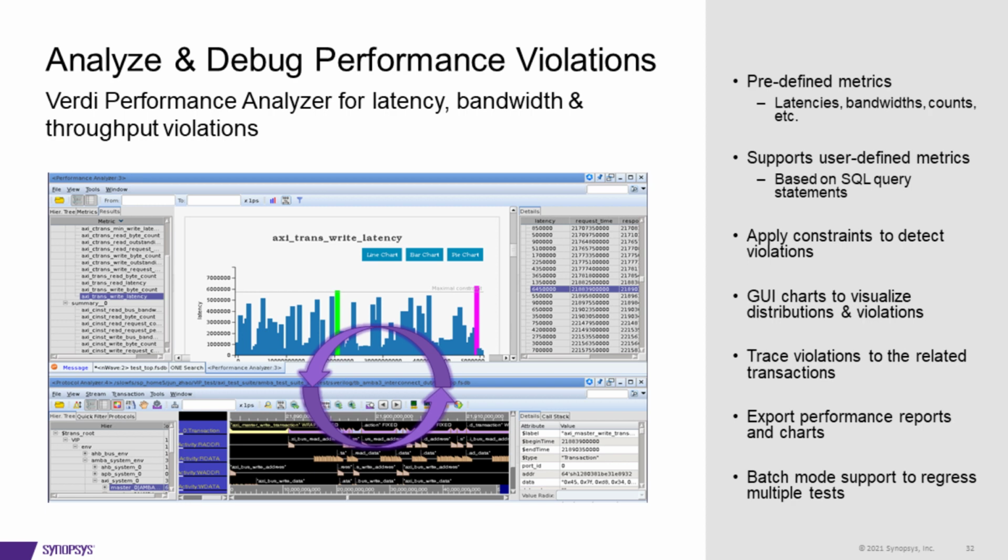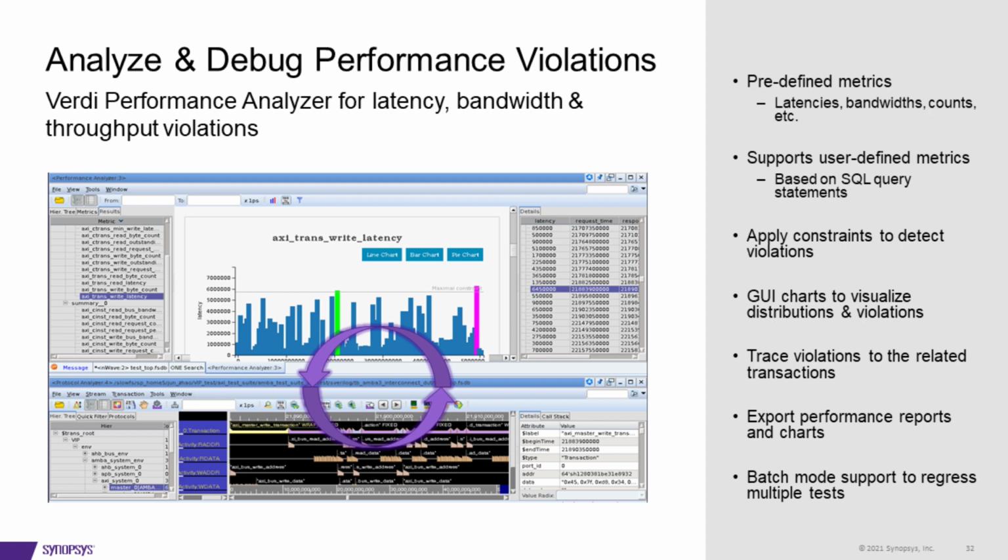So if you have applied a constraint for a latency, and let's say the latency number did not match, now the tool is going to report it as a violation. If you see here on the performance analyzer GUI, which is on the top, on the AXI trans write latency, you see there are blue bars and there is a pink bar. The pink bar is the one which is basically a violation.